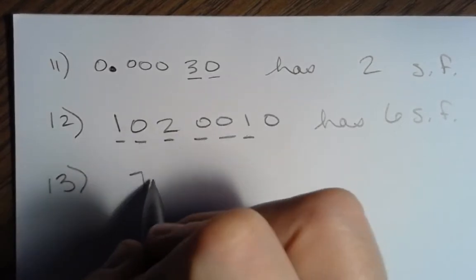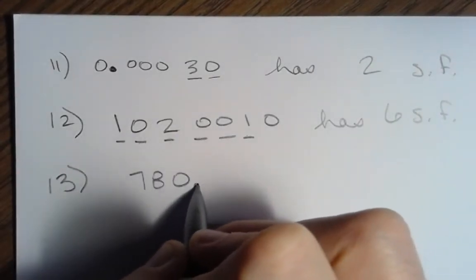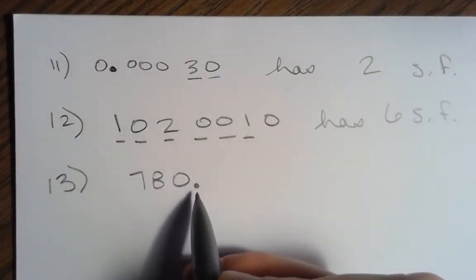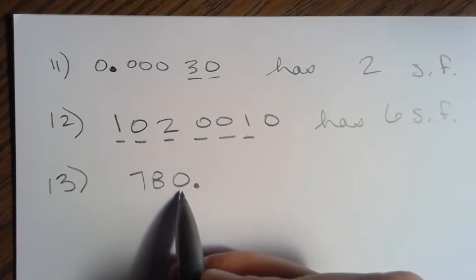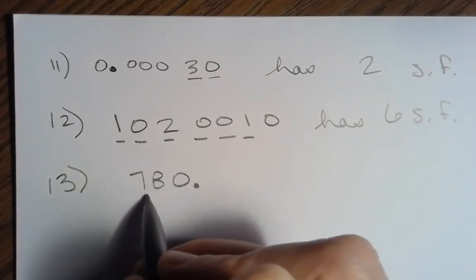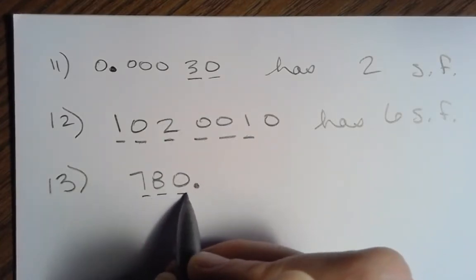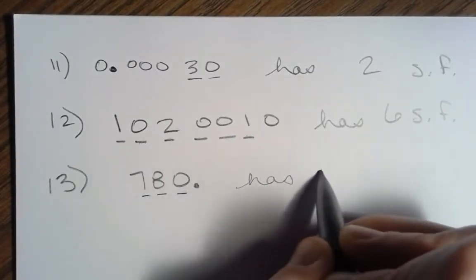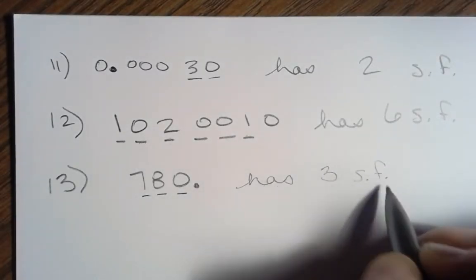Okay, this one has slightly fewer zeros to copy down onto your paper. We've got 780 decimal. And you've got the rhythm, that's an ending 0. There is a decimal, so that is significant. We know the 7 and the 8 are significant. There is a decimal, so that 0 is also significant. That has 3 sig figs.